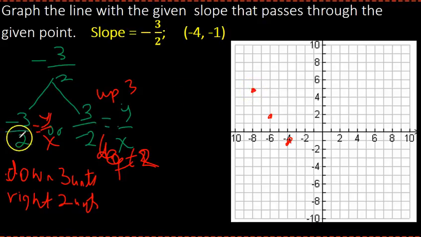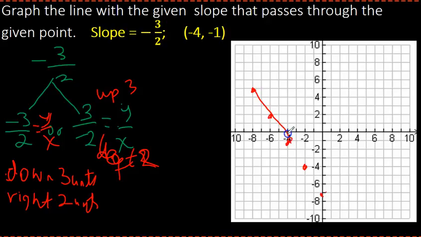Or if we want to use this slope, what's going to be? 3 units down, 2 units right. So we start from that point. This point again, we go 1, 2, 3 down, and 1, 2 right. We put a point there. Okay, we can do it again. 1, 2, 3 down, 1, 2 right. Okay, so you see that all these are going to be on a straight line.